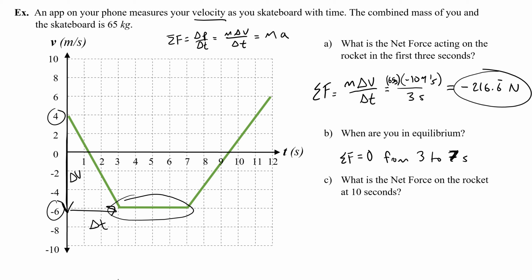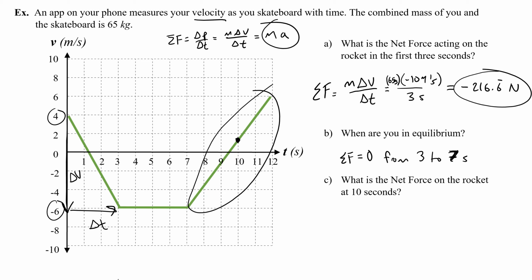Okay, good. C, what is the net force on the rocket at 10 seconds? All right, same thing. So I'm looking at the slope of this section, right? Because the slope is the acceleration, and mass times acceleration is the force. So pick 2 points. Are there any convenient points? You know, there really aren't convenient points. Let's pick the ends. Okay, here and here.